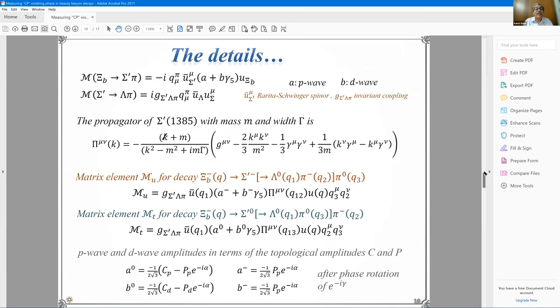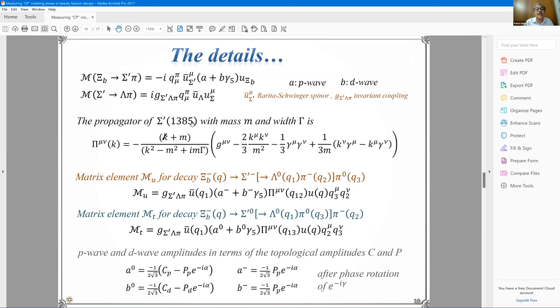So a little bit of detail. We have the chi_b decaying to a sigma prime pi, where the sigma prime is a spin 3/2 baryon, therefore described by the Rarita-Schwinger spinor, and the P wave and D wave contributions labeled by A and B are complications that arise in baryons. You always have multiple partial waves. The couplings are defined here. I don't want to get into detail.